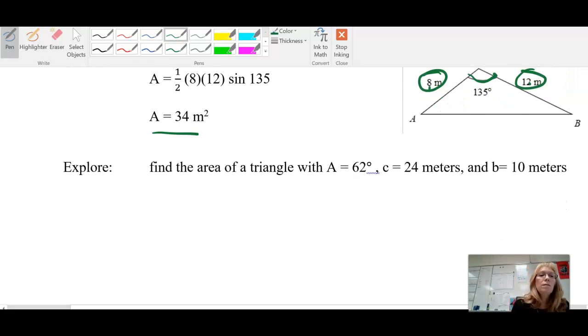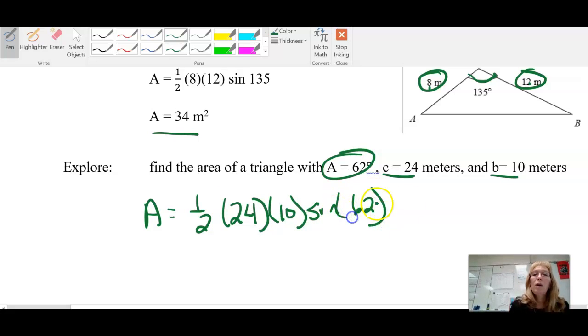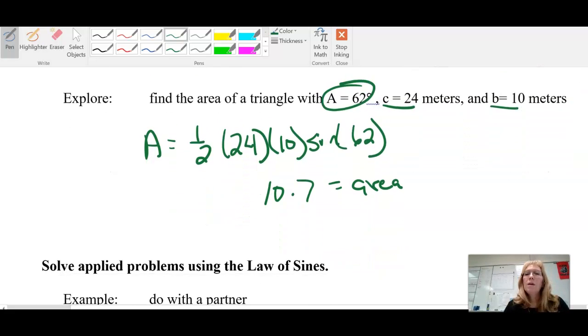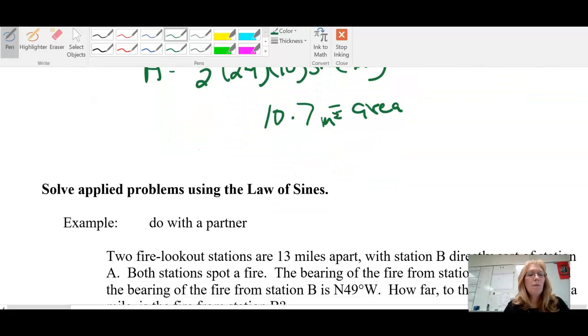Okay, your turn. So area equals 1/2. We have C, B, and the included angle, so we can do this: 24, 10, sine of 62. Make sure you're in degree mode. Type that in your calculator, and you get 10.7 equals side A. Or, sorry, not side A, equals area. Oh, I should have said meters squared. I'm sorry, I forgot my label. I would have yelled at you for that.